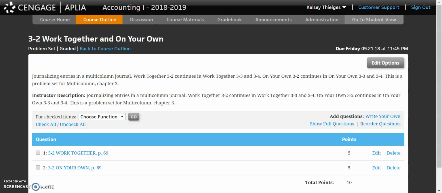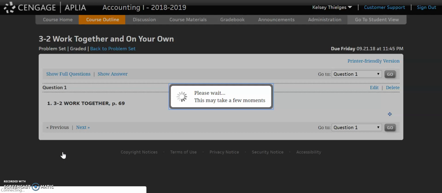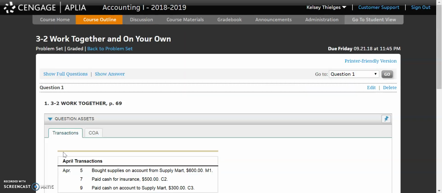Alright, Accounting 1 kiddos, let's start 3-2 work together, where we're going to continue working on our journalizing a little bit in our new multi-column journal.